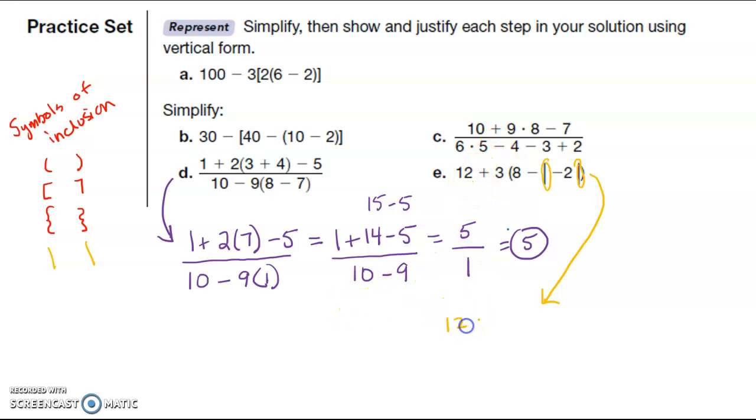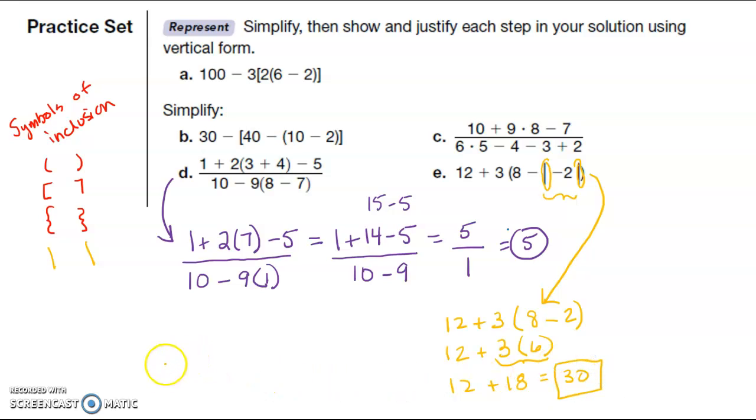12, let's see, 12 plus 3, because I know I'm not going to do anything with that. Times 8 minus, and the absolute value of negative 2 is positive 2. So I'm going to go ahead and do that first. 12 plus 3, nothing happens there. 8 minus 2 is 6. I'm going to have to do the multiplication here. 12 plus 18, which is 30.